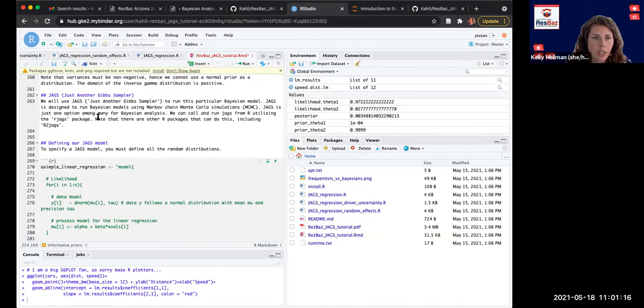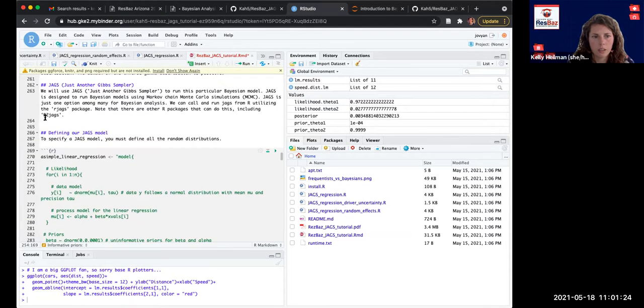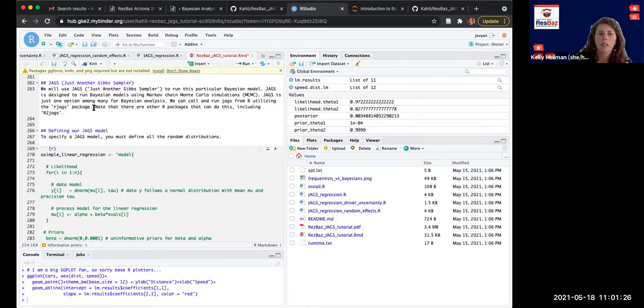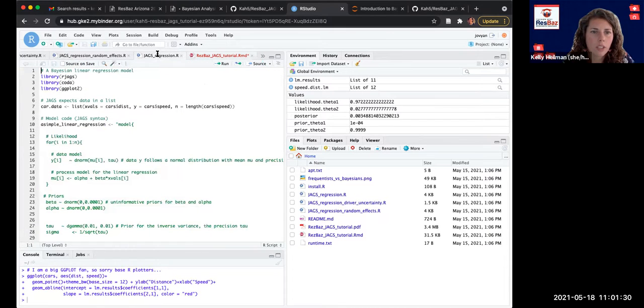So we're going to use JAGS. In R, you need to have the R-JAGS package. There are some other packages that allow you to do this, including R2-JAGS. But let's run over to the JAGS regression.R script, and let's try and work through this together. Yeah, and let us know if you're having technical difficulties.